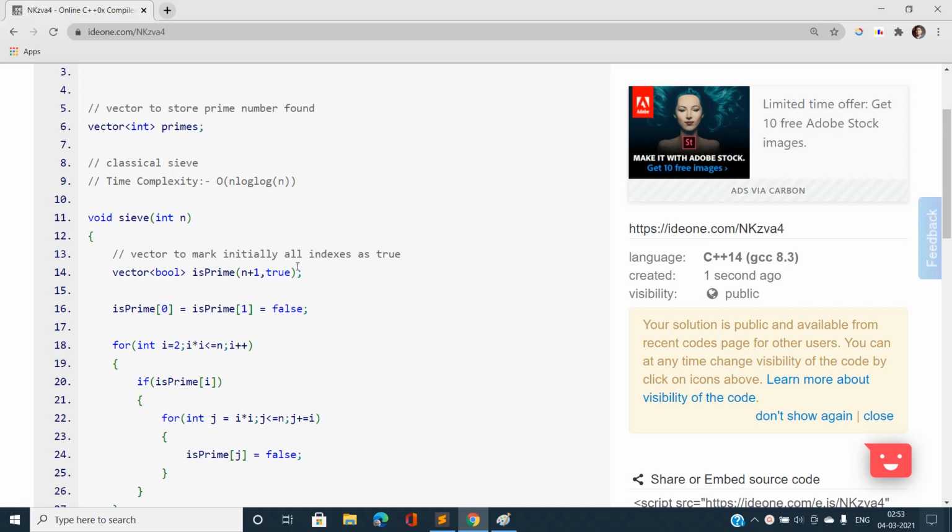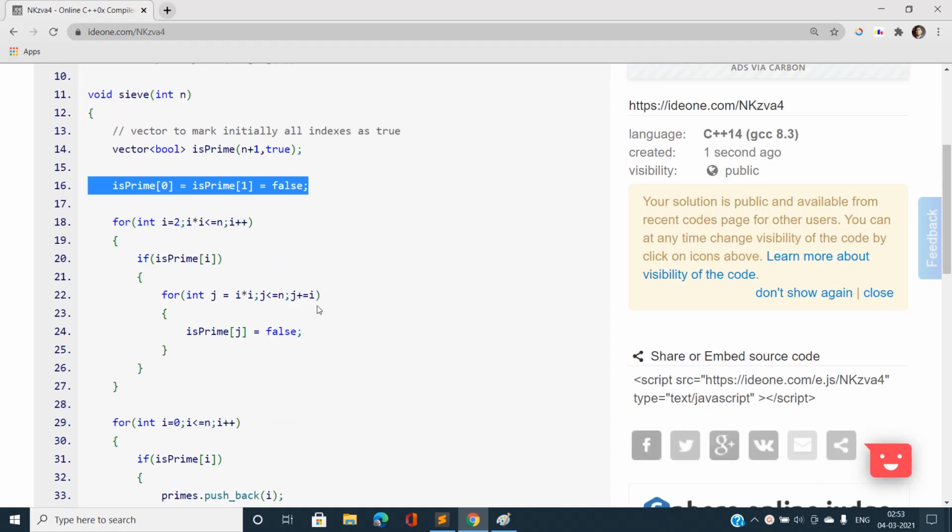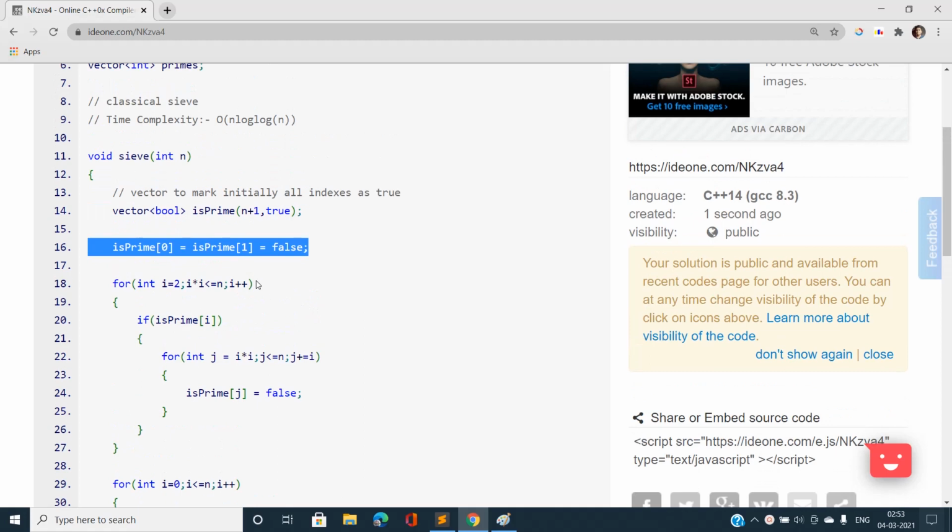Now 0 will never be a prime and 1 will never be a prime, so I'm going to mark those with false. Now I'm going to start with 2. Note that 2 is the first unmarked number. I'm going to use the condition i * i must be less than or equal to n. This condition works because traversing i till the square root of n will give us the desired result, that is, all the prime numbers from 1 to n.